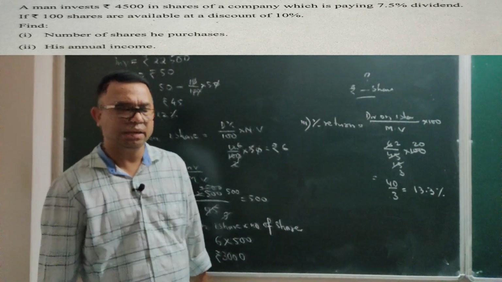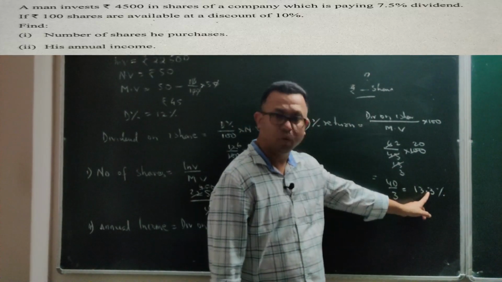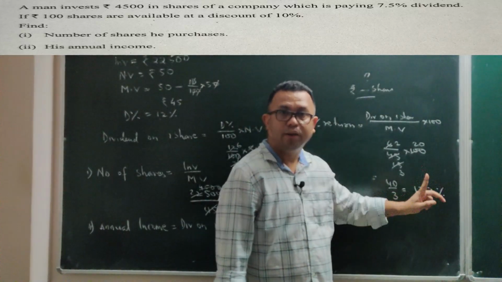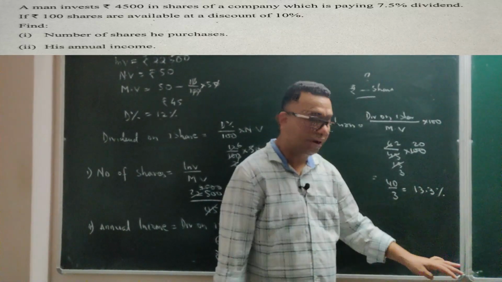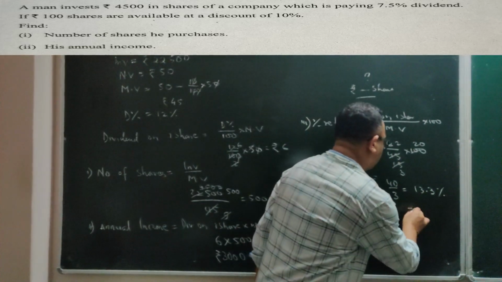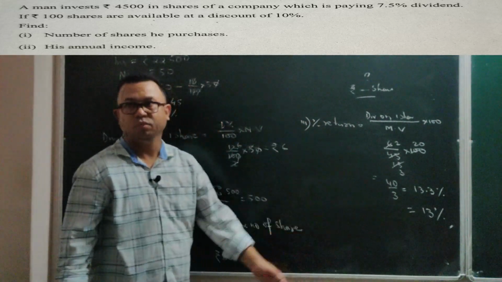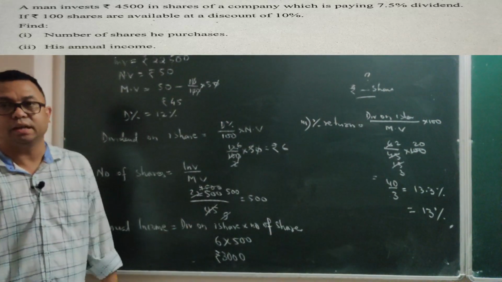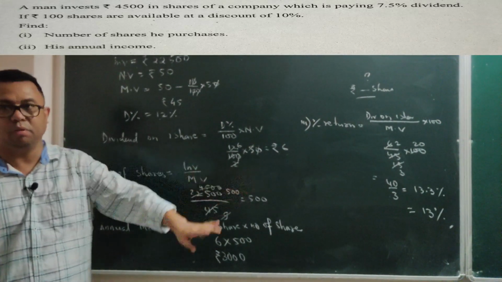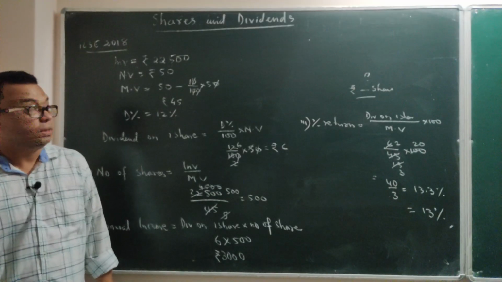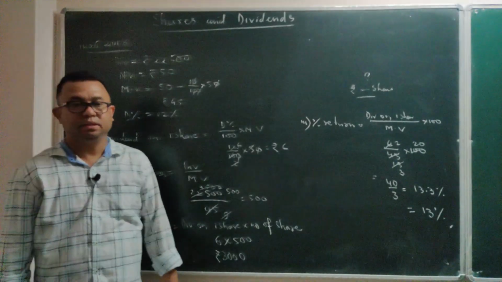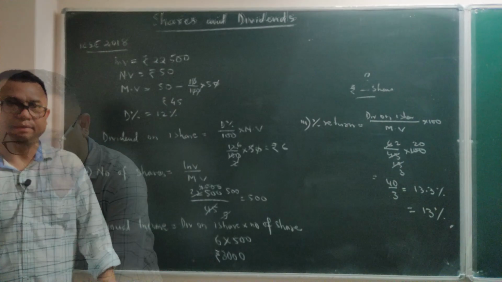But since it is saying round it off to the nearest whole number, 0.3, since 3 is less than 5, when I round off, this will be equal to 13%. So rounding off, I am calculating the answer correct to the nearest whole number. 13.3 will become 13%. This is your ICSE 2018.